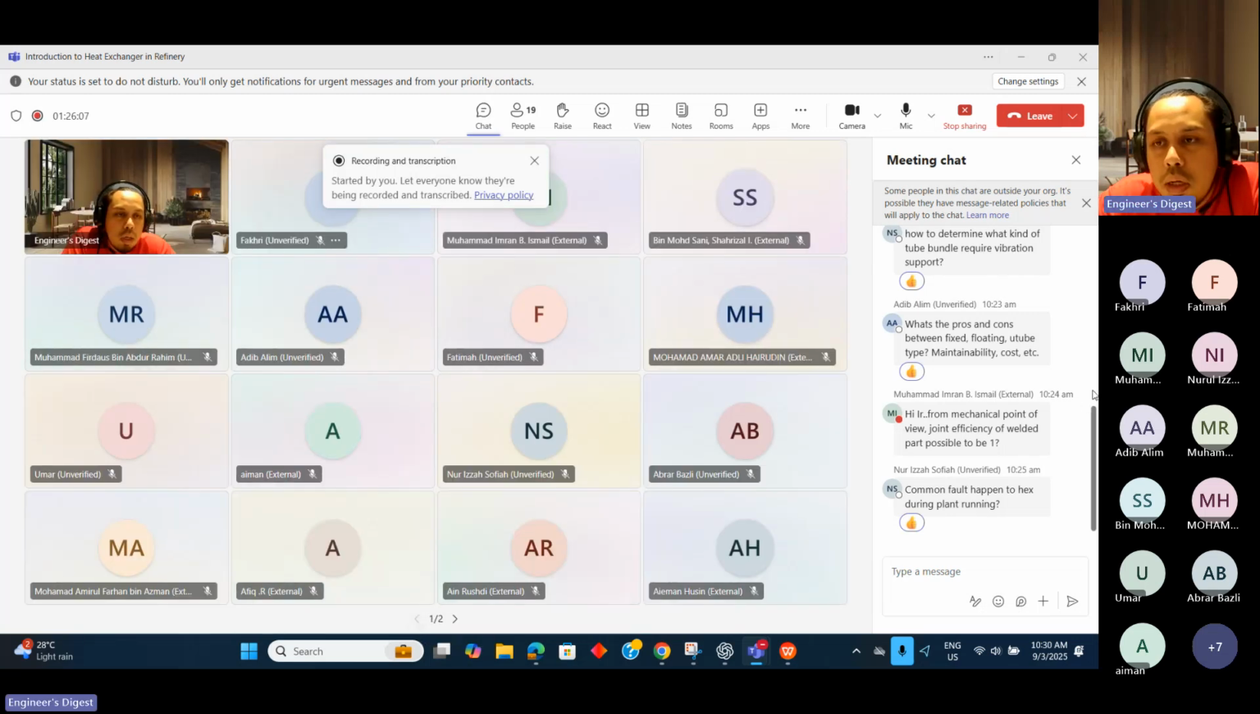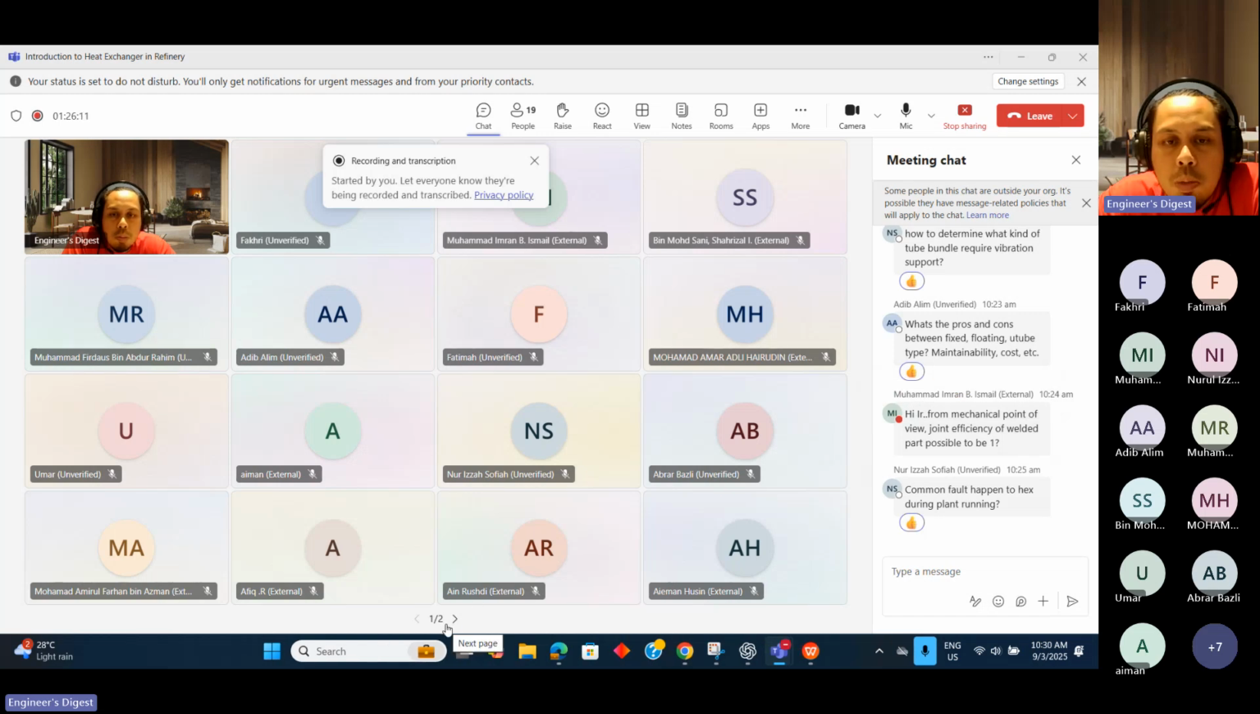On the HTRI, maybe we can have it later if it is agreed. We'll check. Maybe we can have one more HTRI session because it is very related to this sharing on heat exchangers. Maybe we can answer more on the vibration side now.